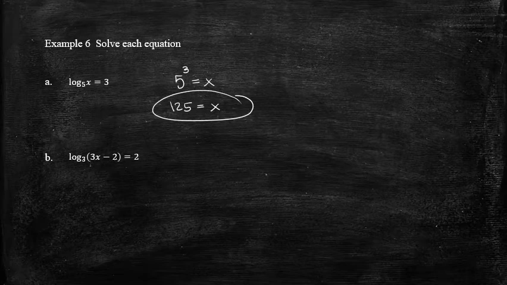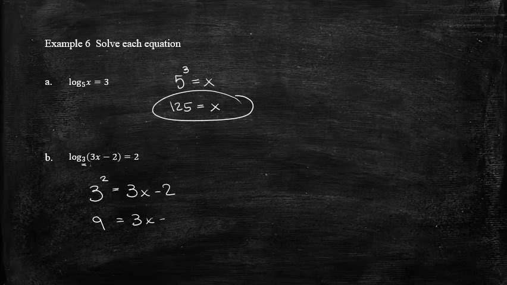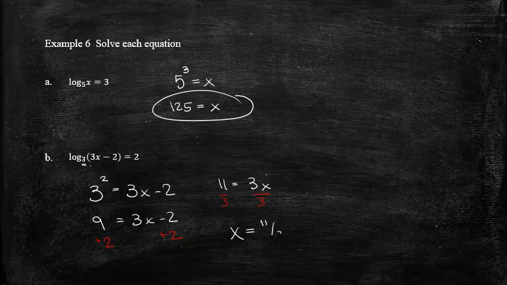Okay, part B, same thing. Rewrite the logarithmic equation. So it's log base 3 of 3x minus 2 is equal to 2. So rewrite it exponentially. The base is 3, so 3 raised to the second power is equal to 3x minus 2, and then just solve for x. So 3 squared is 9. We can add the 2 over. So we'll have 11 is equal to 3x. Divide both sides by 3. And our final answer is x is equal to 11/3.